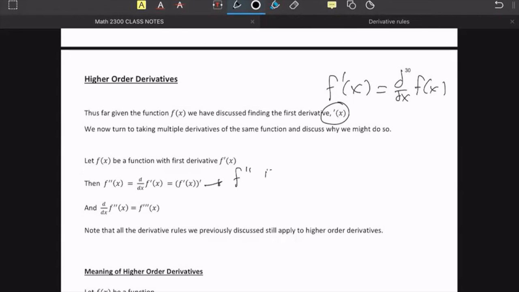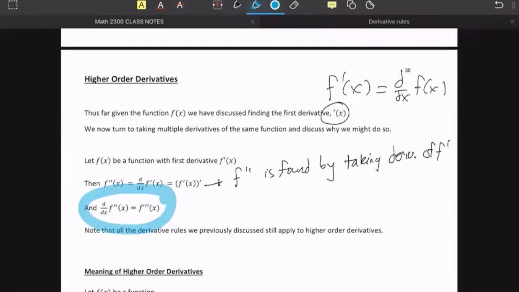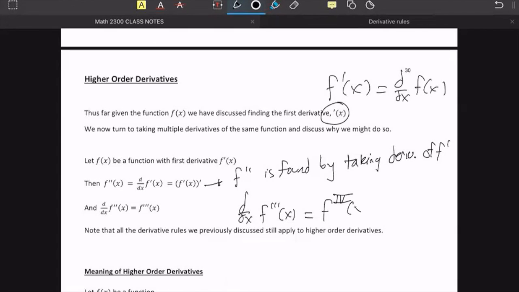So f double prime, you find that by taking the derivative of f prime. So the second derivative you find from taking the first one. How do you think you get the third derivative? You take the derivative of the second one, right? So that's what it says in the second thing. You can find the third derivative by taking another one. And you can just keep going on forever and ever, right? You could take d over dx of f to the third, and that would be f to the fourth. And once we start getting past 4, we usually write Roman numerals up there. But you could just keep doing that forever.